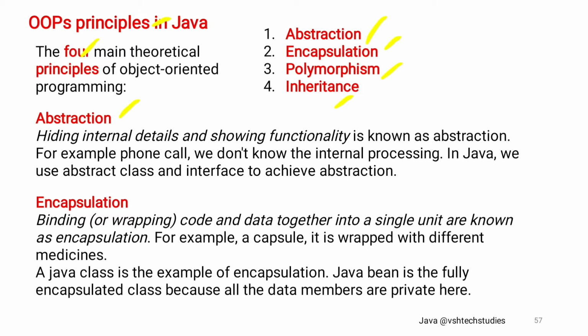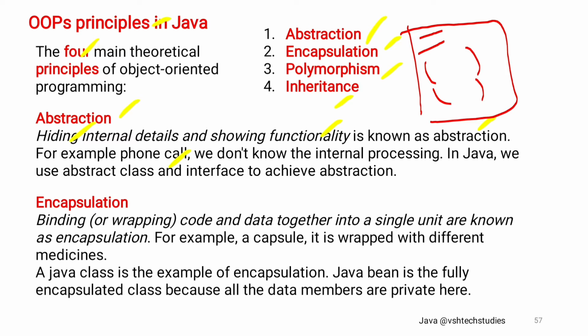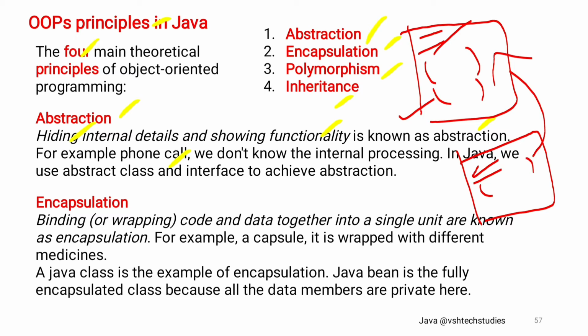Abstraction means hiding internal details and showing functionality. That is known as abstraction. When we make a phone call, how the call gets connected we will not know, but the procedure, that is how to use the phone, we will know. Similarly, when a class is there, it provides data fields and methods. That blueprint it will provide. So when we create an object of this class, it will have the same data fields and methods.